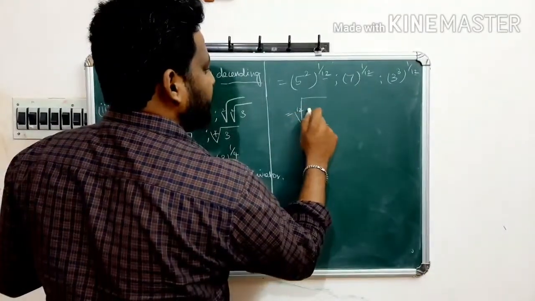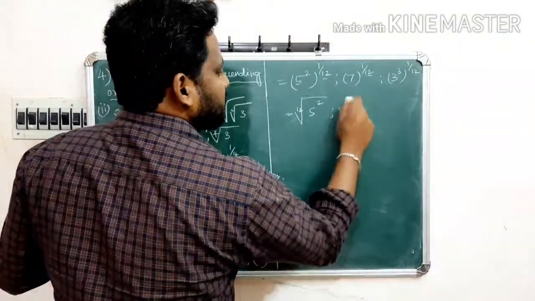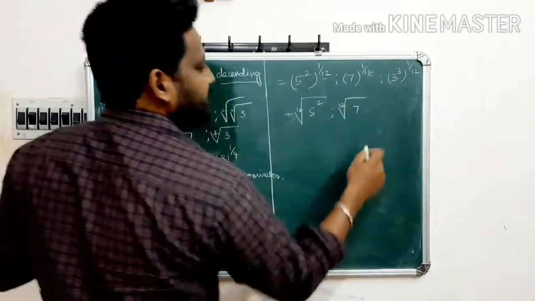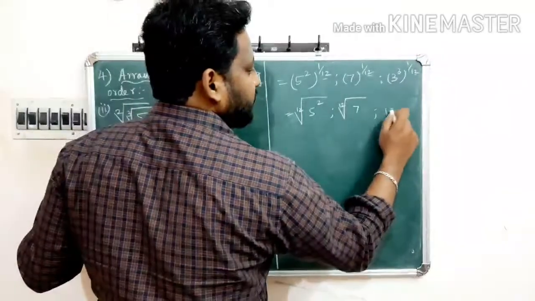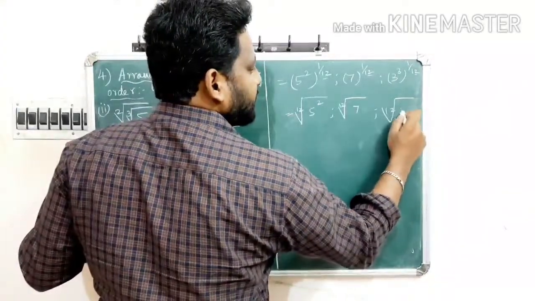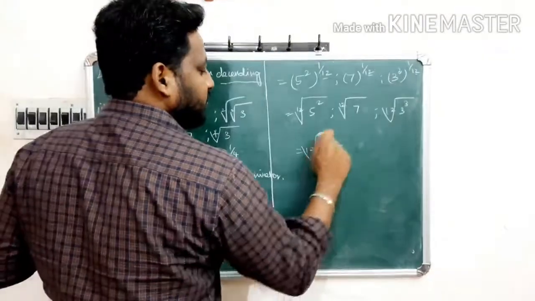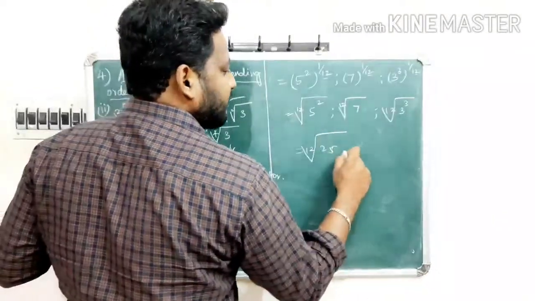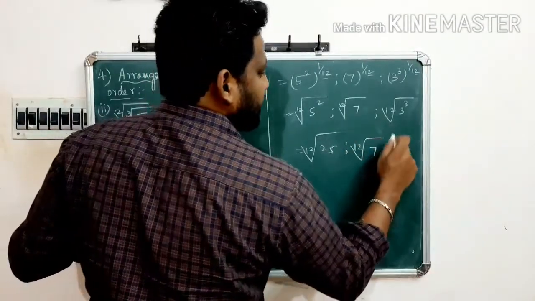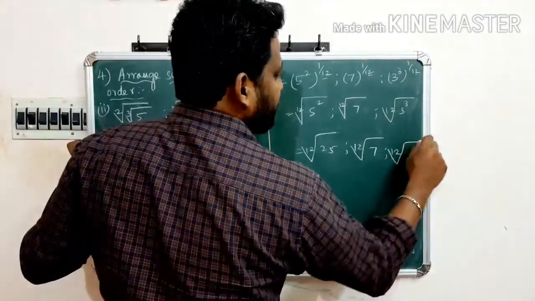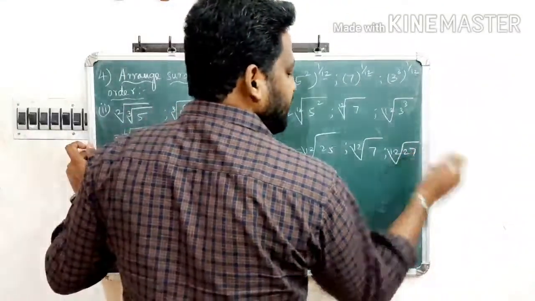12th root of 5 square, 12th root of 7, 12th root of 3 cube. So now 12th root of 5 square is 25, and the next number is 12th root of 7, and then 12th root of 3 cube. 3 into 3 into 3, 3 3s are 9, 9 3s are 27.